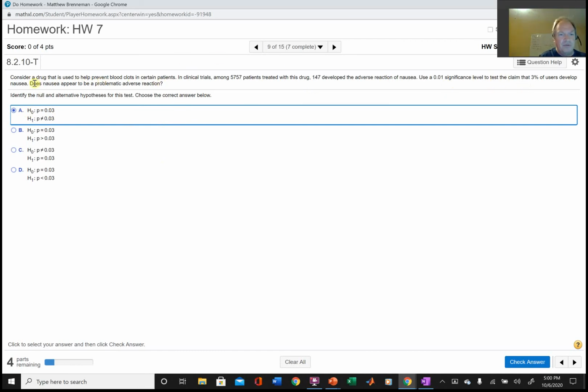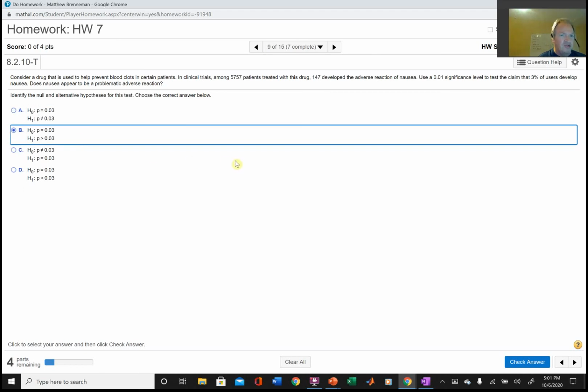Now you have to be a little careful because it says, does nausea appear to be a problematic adverse reaction? So there's a possibility it wants us to test to see if it's greater than 3%. So we have to be a little careful here. I'm going to say that the wording says it's not equal to. So sometimes you have to be careful. Sometimes the claim is that it's less than or equal to, and we want to test to see if it's greater than. So I'm going to change that. Okay. So this is where when you read the problem, you can change it a little bit based on your understanding. So a problematic adverse reaction would probably be when it's greater than 3%.